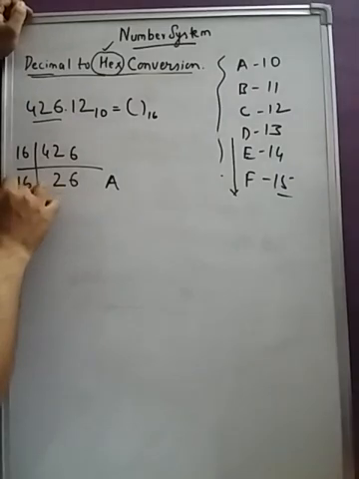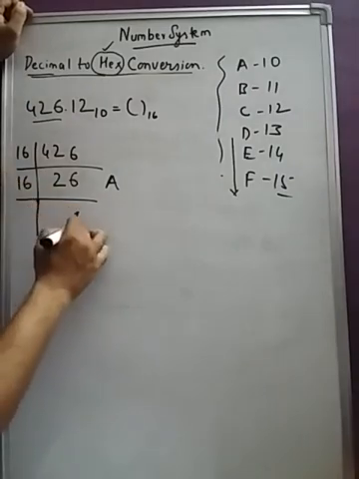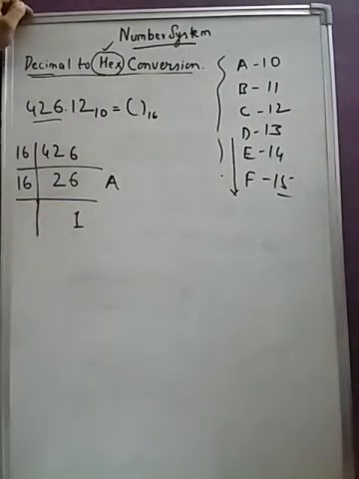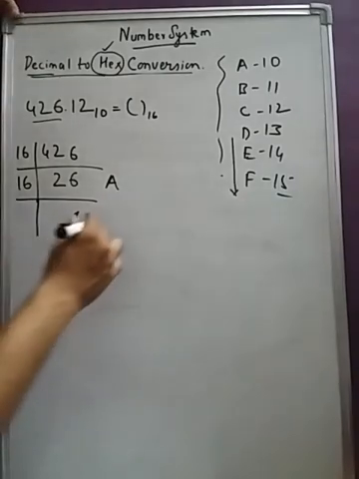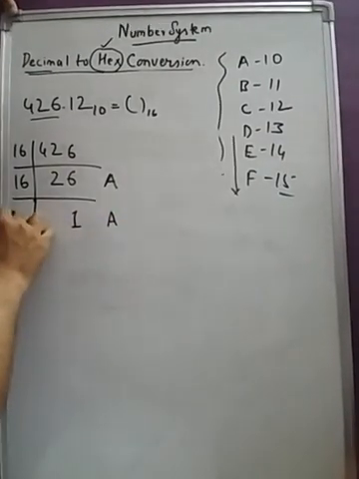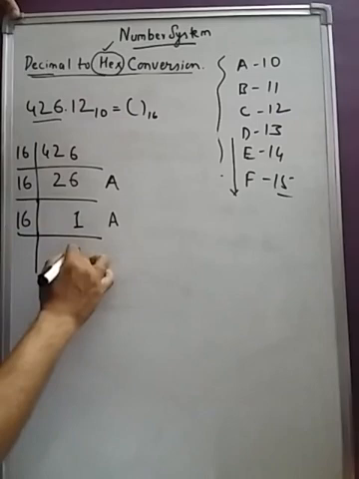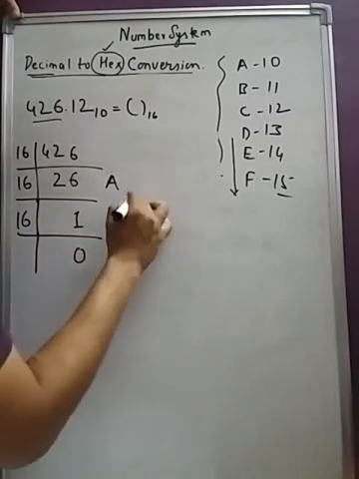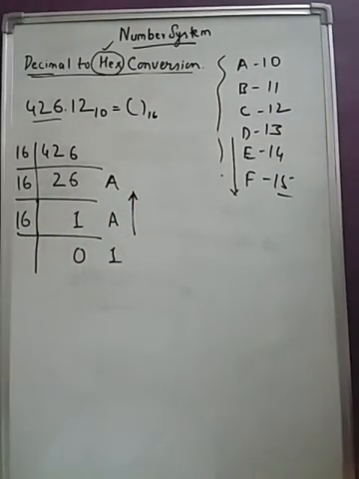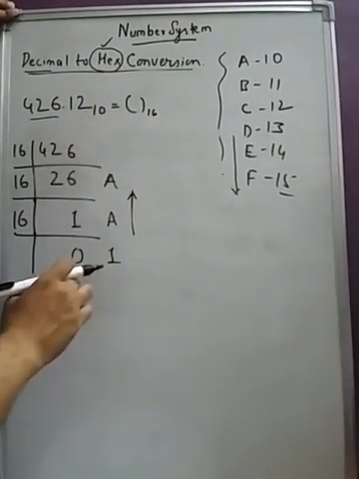Next, again it will go 1 time, and 10 will be the remainder again, so again you give the symbol A. Next it will go 0 times, and 1 will be the remainder. So this is quite simple for the whole number part, but for the fractional part, let's see.